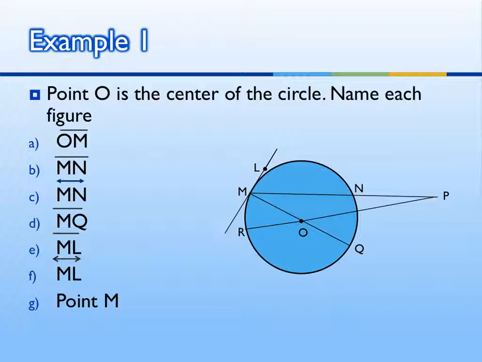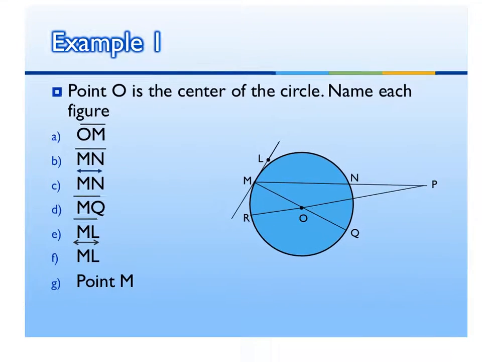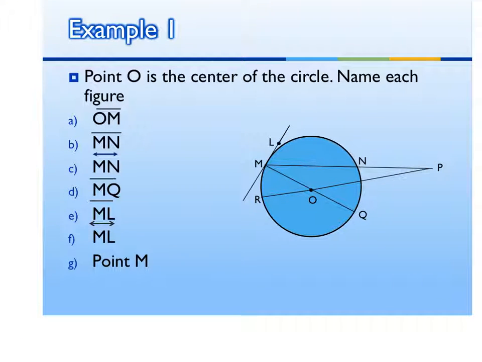Okay, next slide. Now we're going to practice this. We have an example. So it's telling us at the beginning that point O is the center of the circle. And it wants us to give all these vocab words a name to each one of these. Now, pay attention to which ones are lines and which ones are segments. Remember, this segment is just the straight bar on top. The line is indicated with the arrows on the end.